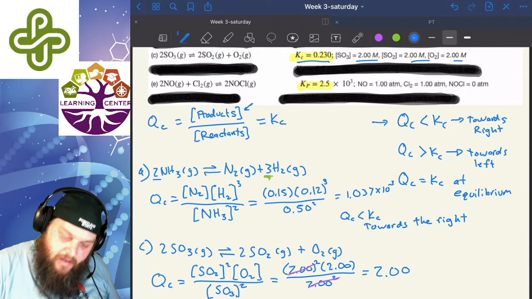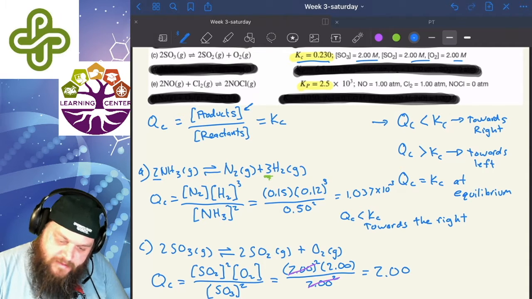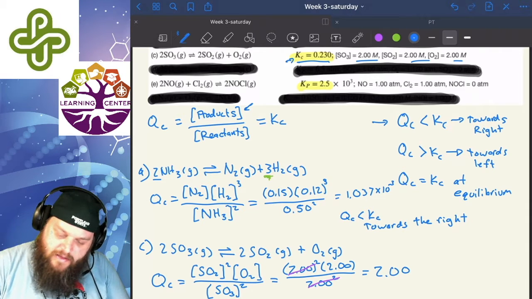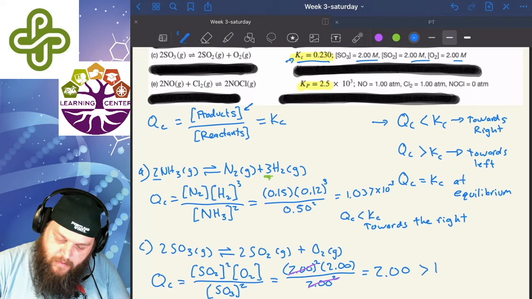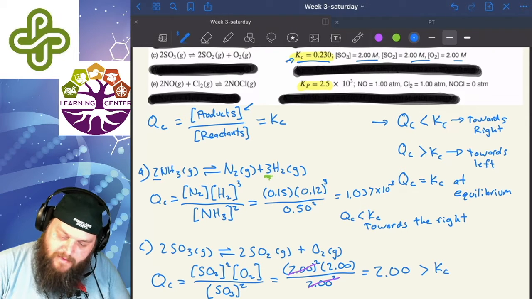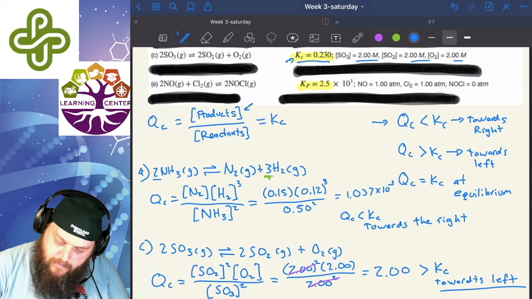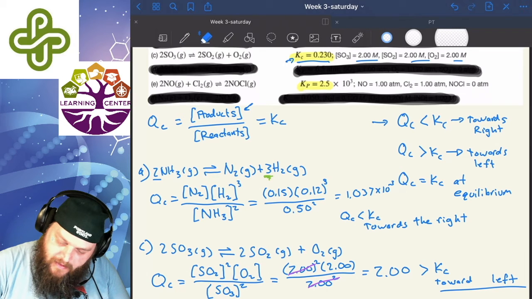Comparing that to the 0.23 value for our constant, we're going to see that this is actually going to be greater than our Kc, which means it's towards the left.